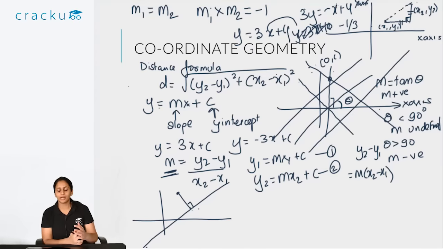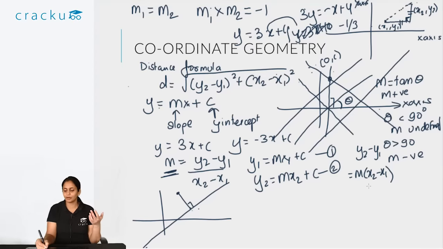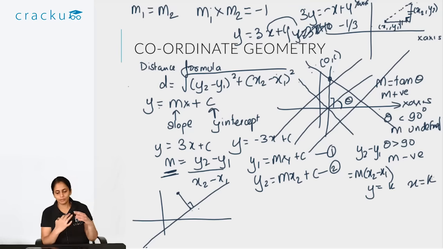For lines that are parallel to the x-axis, you will just have them of the form y is equal to k. For lines that are parallel to the y-axis, they will be of the form x is equal to some constant value. So now that you understand the concept of equation of a line, let's go on to the concept of distance between a point and a line.